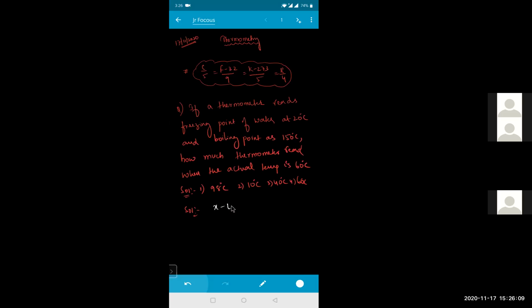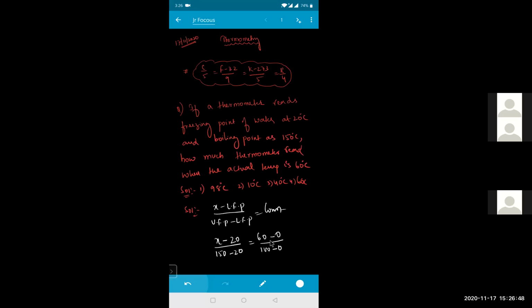X minus lower fixed point divided by upper fixed point minus lower fixed point must be equal to your constant for all scales. So this one is your X. Lower fixed point means freezing point, which is 20, divided by boiling point 150 minus freezing point 20. That must be equal to the actual reading, 60 minus 0, divided by 100 minus 0. Now simplify this.